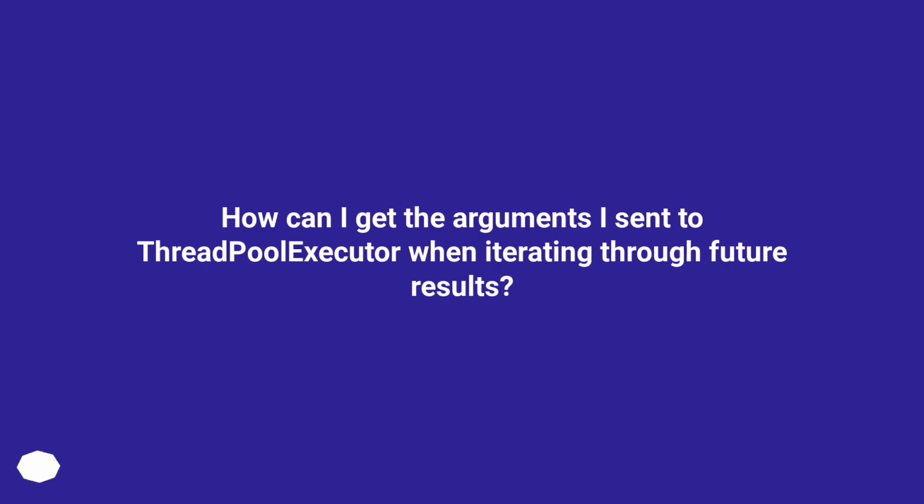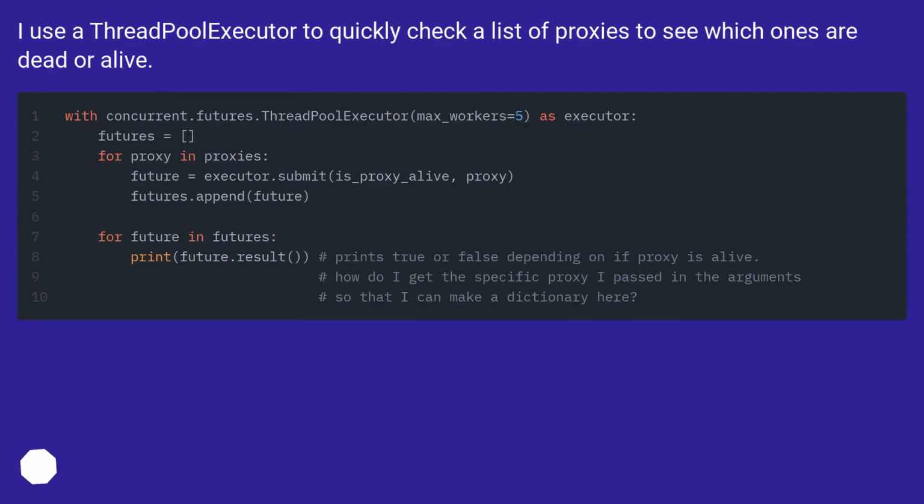How can I get the arguments I sent to ThreadPoolExecutor when iterating through future results? I use a ThreadPoolExecutor to quickly check a list of proxies to see which ones are dead or alive.